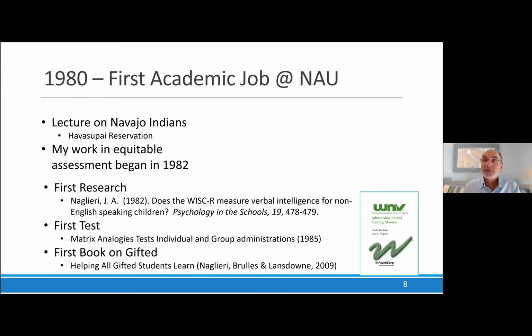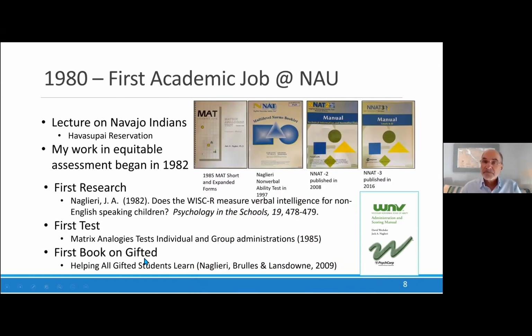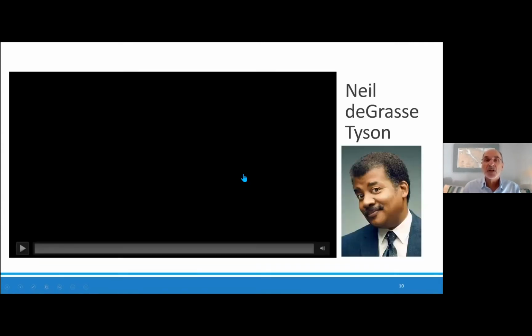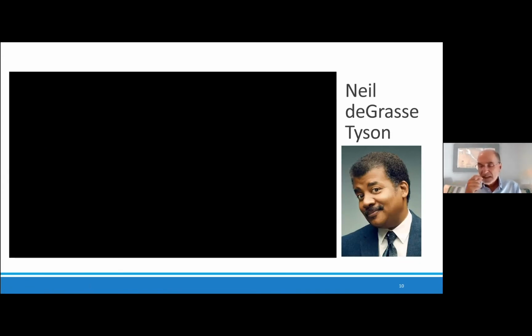In 1982, my first paper, my first test, the Matrix Analogies Test, was all about that. My first book on gifted is all about fair assessment. All the different iterations of my first test became the Naglieri Nonverbal, now the third edition. And I've actually published more than a dozen tests, and all of these tests had equity in them, because we really need to do a better job. So what I'm trying to do here is take you from a place where you might be to another place in terms of your understanding.